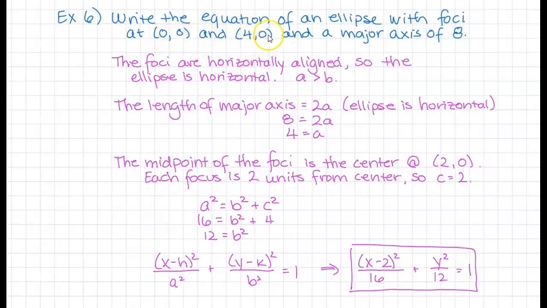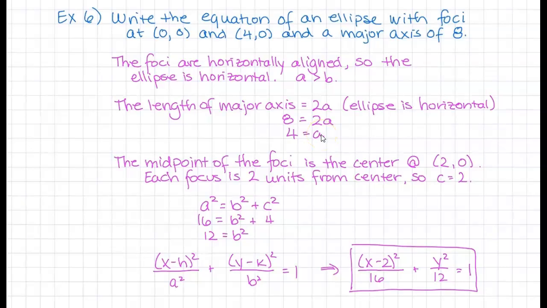The y-coordinate is staying the same. It's the x-coordinate that's changed. That means the foci are moving left and right from each other, so the foci are horizontally aligned. That means we have a horizontal ellipse. You can always plot these points too if you need to see it visually. So we know that a is greater than b. Also, that means the major axis is horizontally aligned. That means the major axis is 2a, not 2b, and that tells us that a is going to be 4.